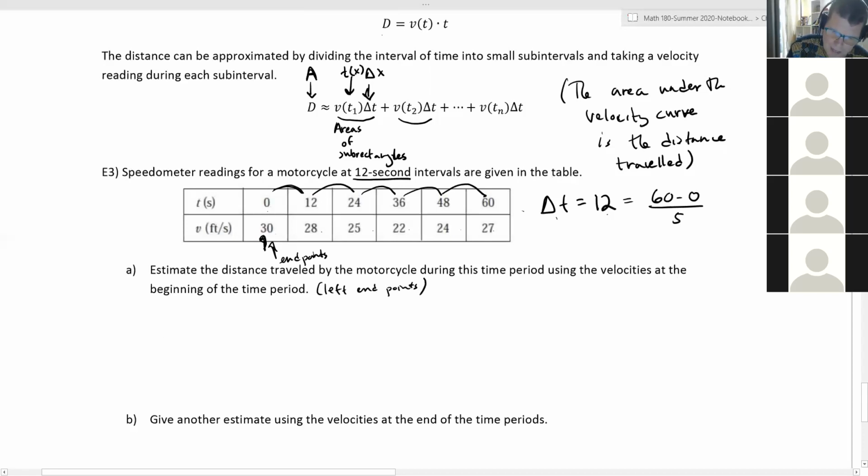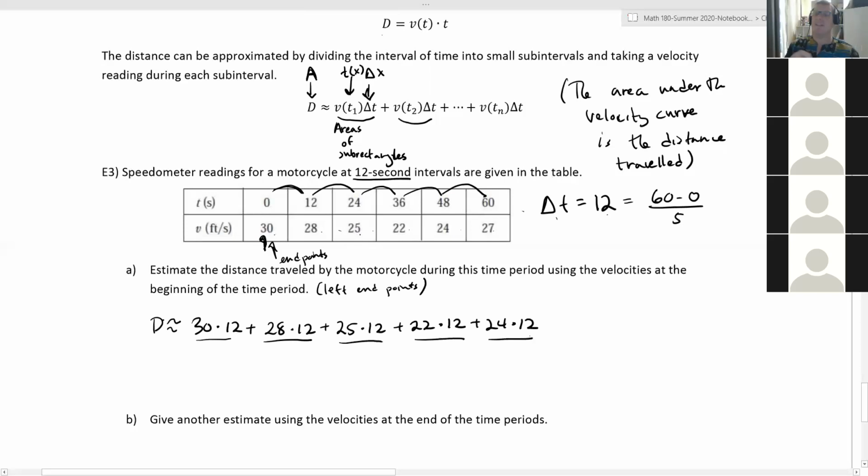So we'd start out, our distance is going to be approximately 30 times 12 plus 28 times 12 plus next interval 25 times 12 plus 22 times 12 plus 24 times 12. So notice I have 1, 2, 3, 4, 5 of those. Distance equals rate times time for each one of them.